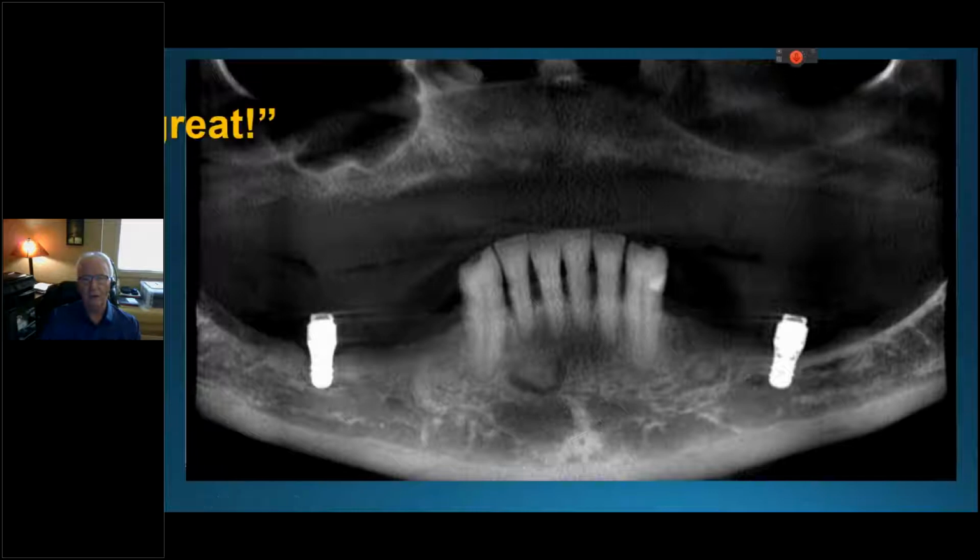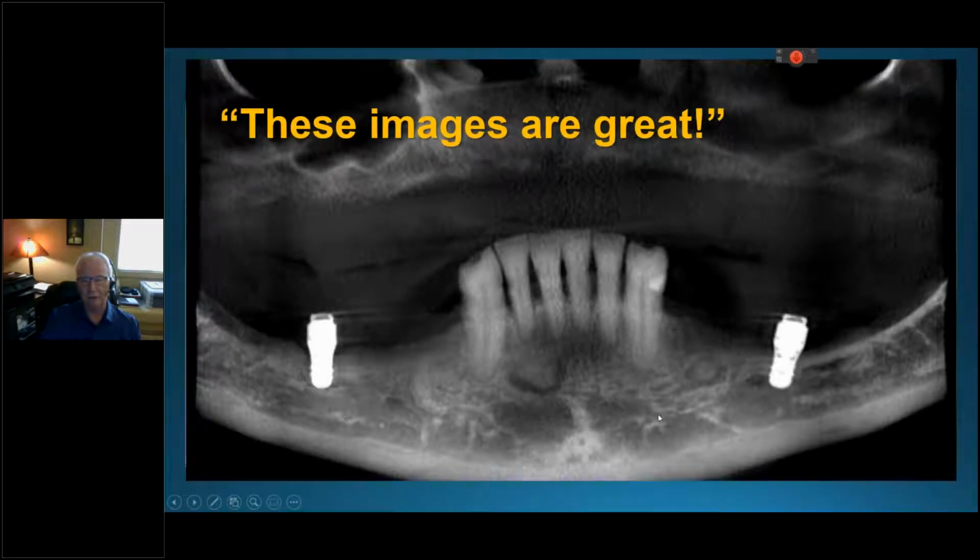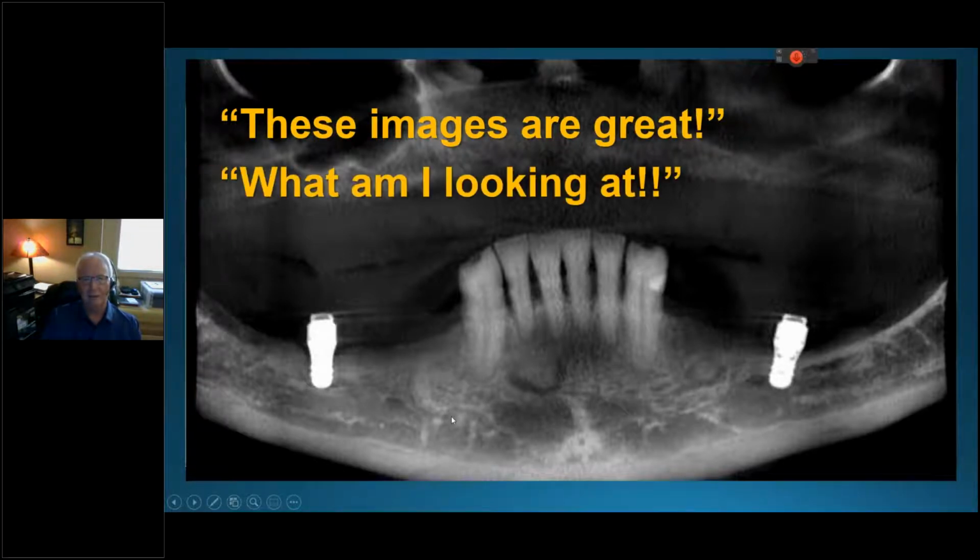So we did do some imaging, you'll see this one a little bit later on, to show that there were other quadrants involved. When you get your cone beam machine and you're first starting to look, the first couple of times that you're looking at these images, this is normally the response. These images are great. What am I looking at?